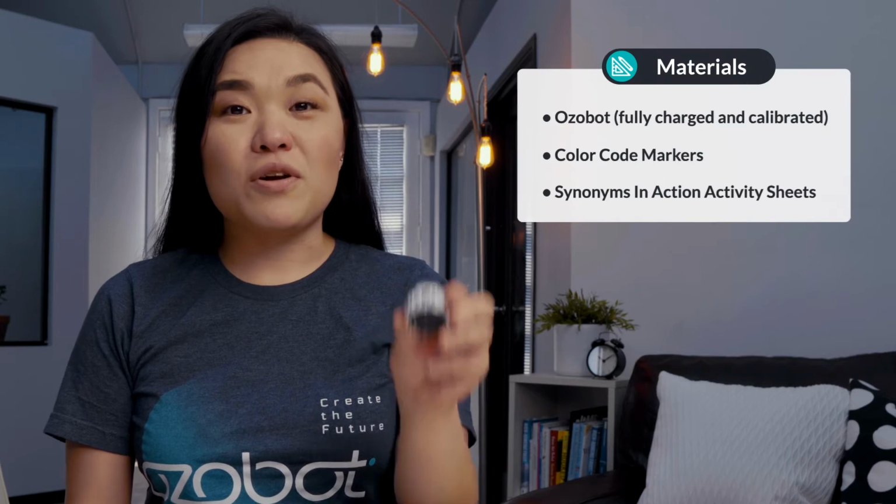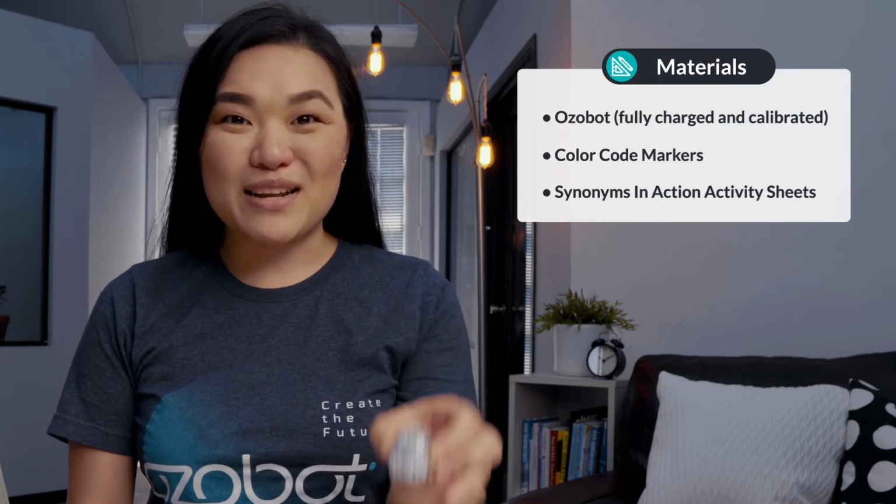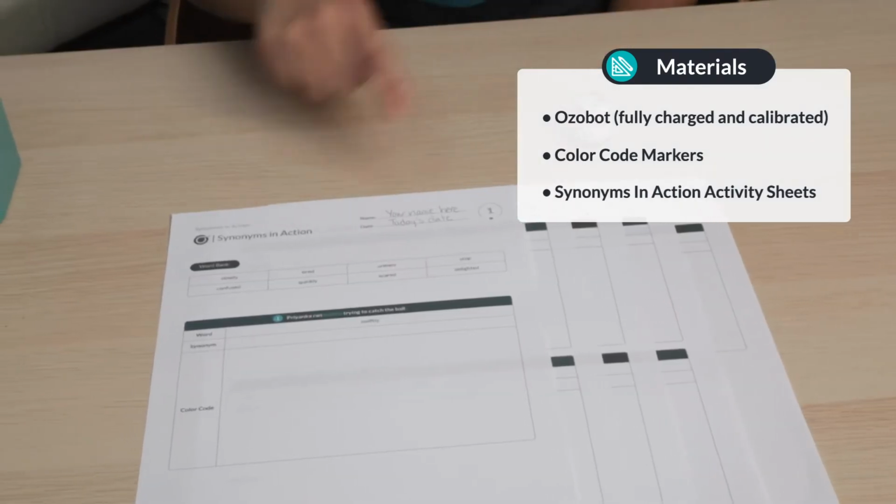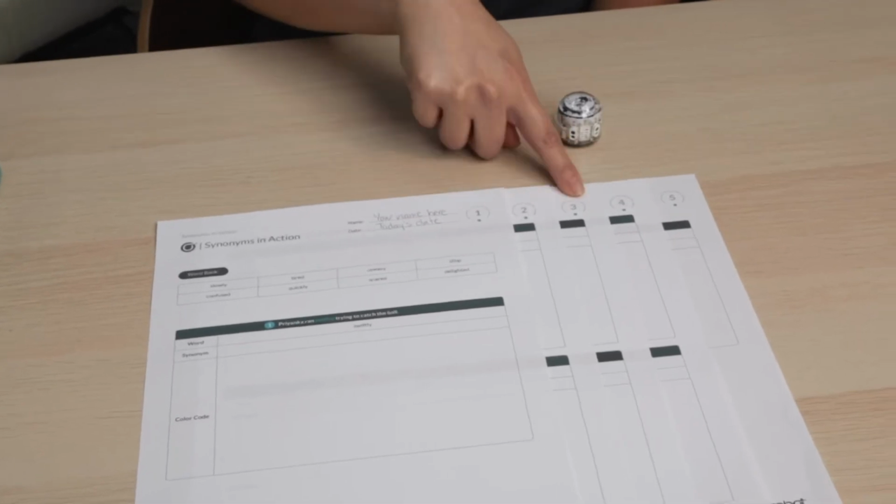In today's lesson, you are going to practice identifying synonyms and demonstrate the meaning of them using your Ozobot. For today's lesson, you will need your Ozobot fully charged and calibrated, your Synonyms in Action activity sheets, make sure to have all 5 pages, and your color code markers.